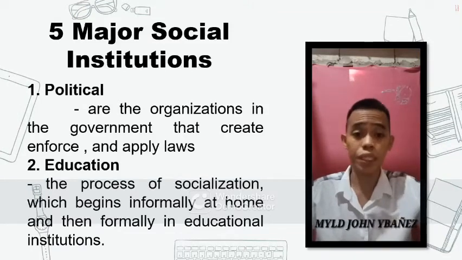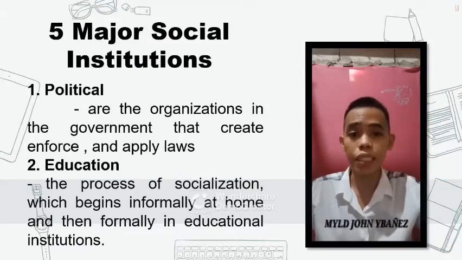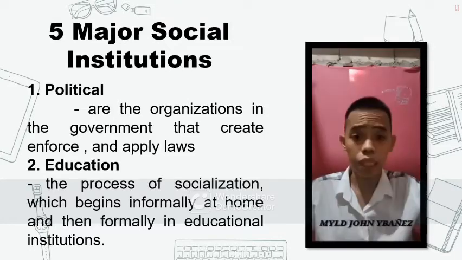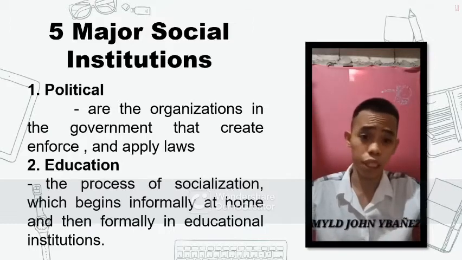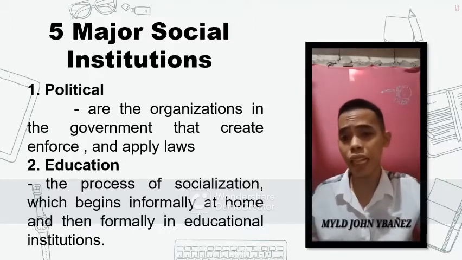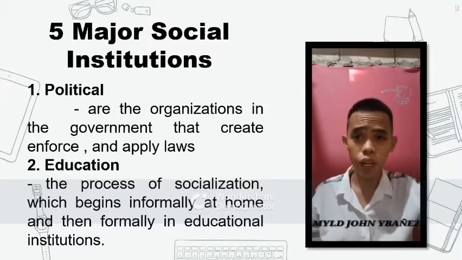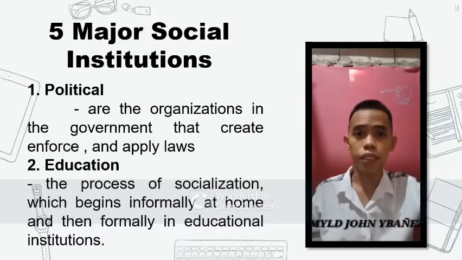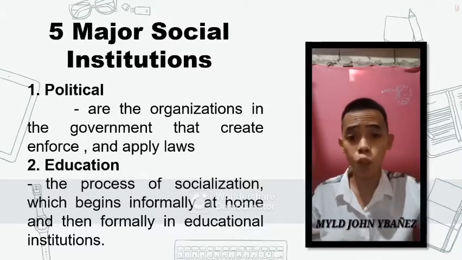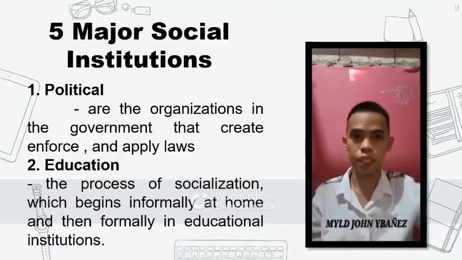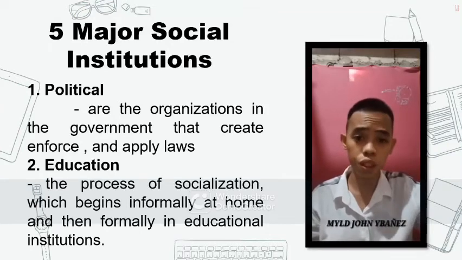For example, the United States is a society that encompasses many cultures, with mechanisms or patterns of social order focused on meeting social needs, such as political, education, economic, family, and religion. So, every institution has some rules which must be compulsorily obeyed by the individuals. These are the 5 major institutions in rural sociology.